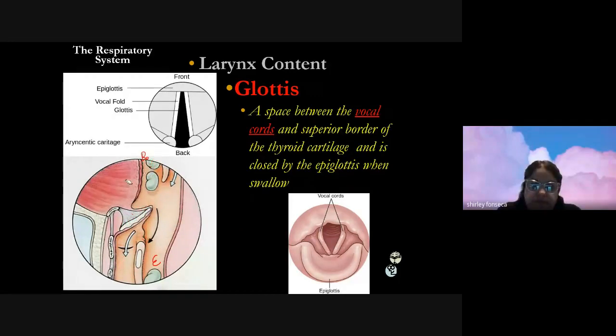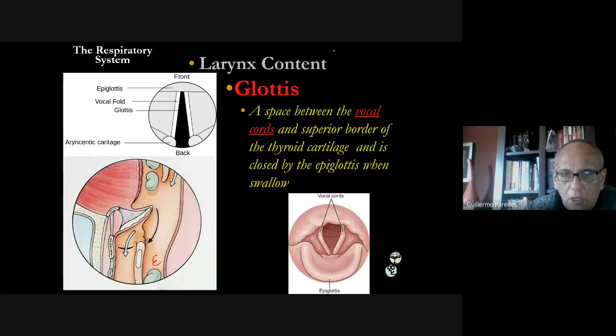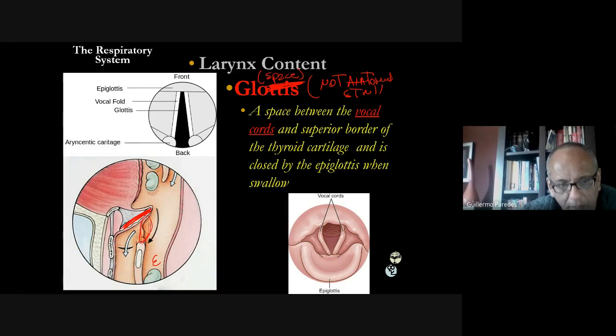Yes. Okay. So what is the glottis? Glottis is not an anatomical structure. Why? Because glottis is just a space. So epiglottis is this. This is the larynx. This space, when it's open, is called the glottis. The glottis will be closed when the epiglottis closes. So there is no glottis when you're swallowing.